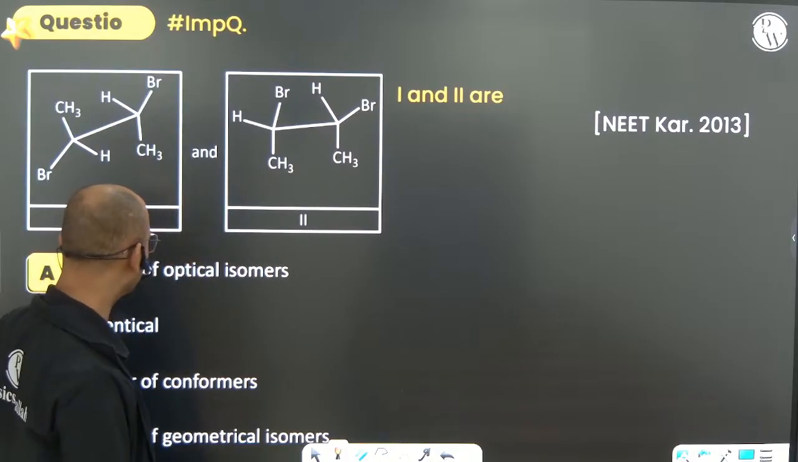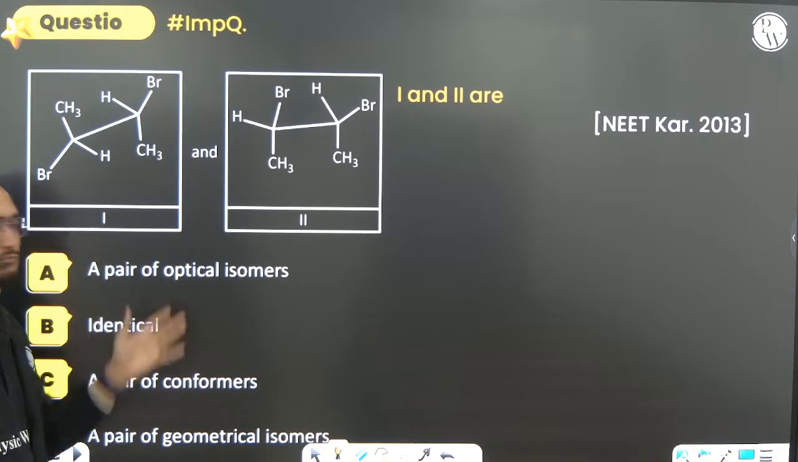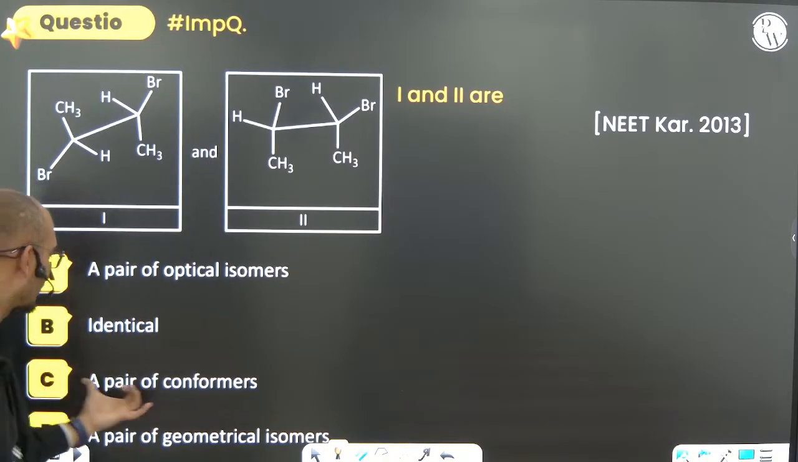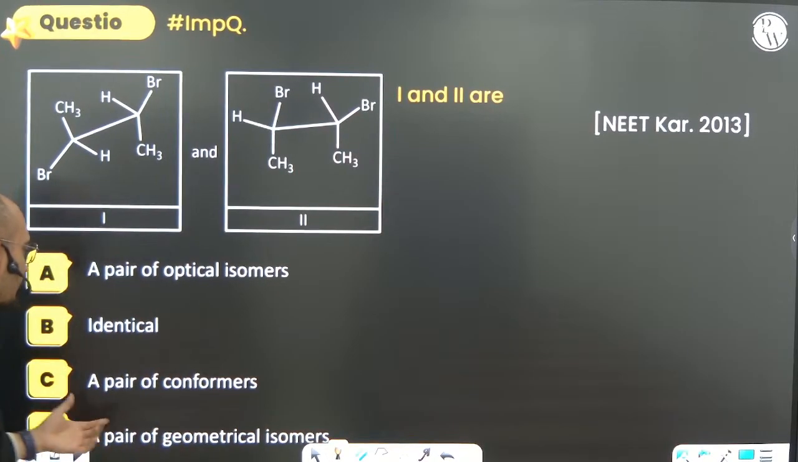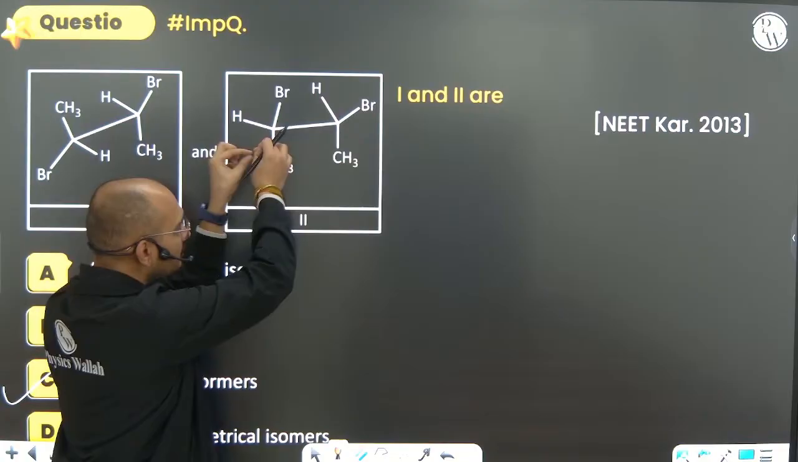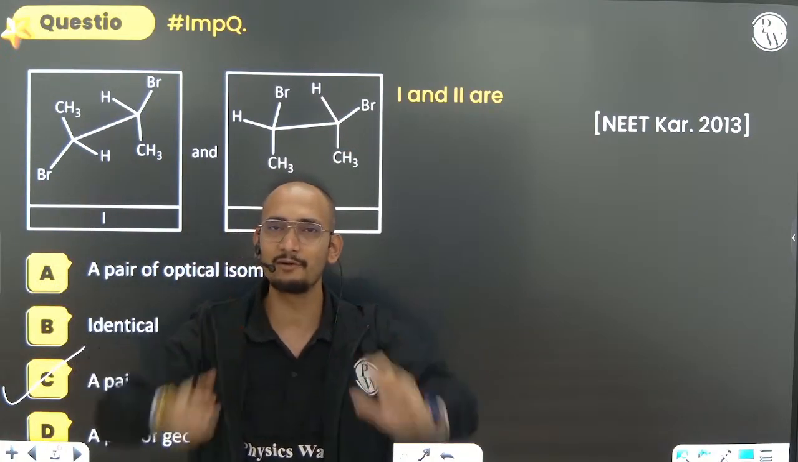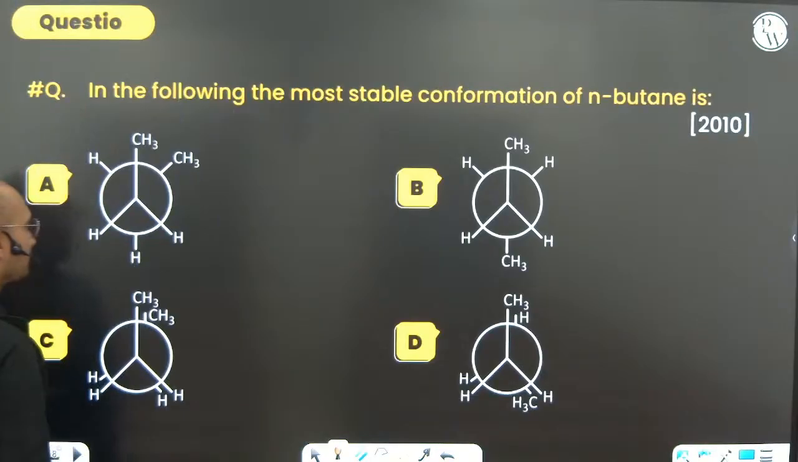So a pair of optical isomers is not a good option to go with. Identical, no, you can never say that. A pair of conformers, yes, we can say that, because there is a single bond, and through a single bond the groups can rotate. As the rotation takes place, these will be conformers of each other.